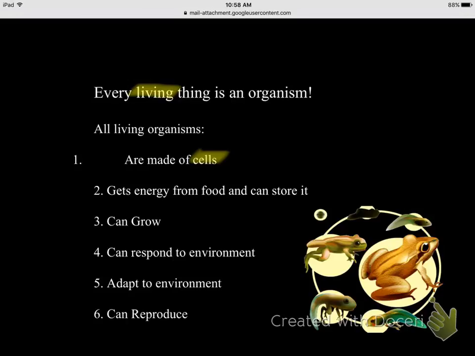They have to be able to get energy from a source, from food, from the sunlight, whatever, and then store that energy to use it. They have to be able to grow, so start small and get bigger, or reproduce. They have to be able to respond to the environment if there are changes and in turn adapt to those changes. And then they have to be able to reproduce.